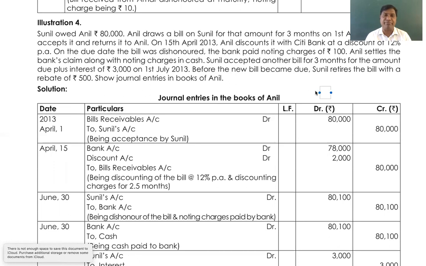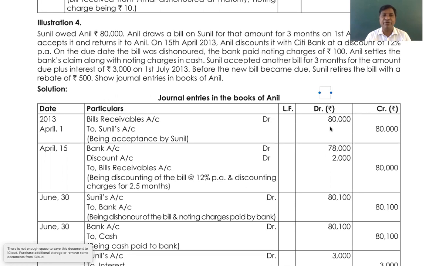Anil draws a bill on Sunil for that amount for 3 months. Now if a sales point or sentence is given, we would have written, so and so person to sales account. Now that particular sentence is skipped. Straight away he is coming to this point. Sunil owes Anil 80,000, that's it. So therefore, it's a bill. Why? It's written here. Anil draws a bill on Sunil.